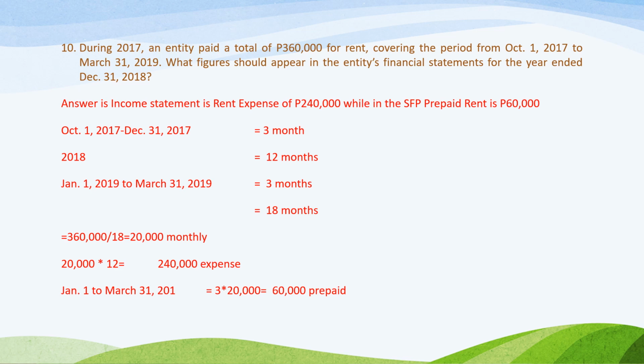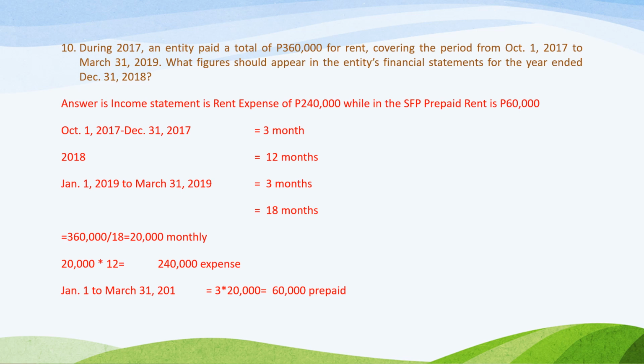Number 10. During 2017, an entity paid a total of 360,000 for rent, covering the period from October 1, 2017 to March 31, 2019. What figures should appear in the entity's financial statements for the year ended December 31, 2018? So first here is we count the number of months for which the 360,000 rent applies to. So from October 1, 2017 to March 31, 2019, that is total of 18 months.